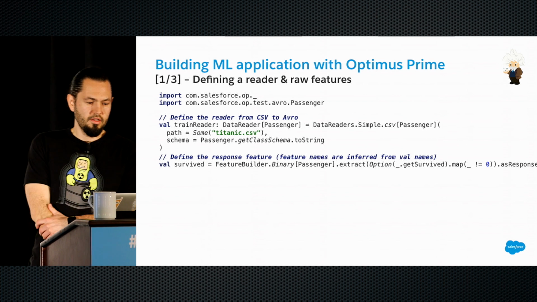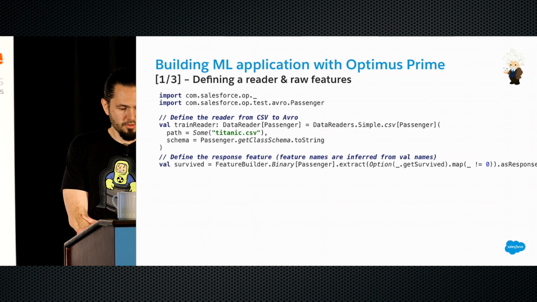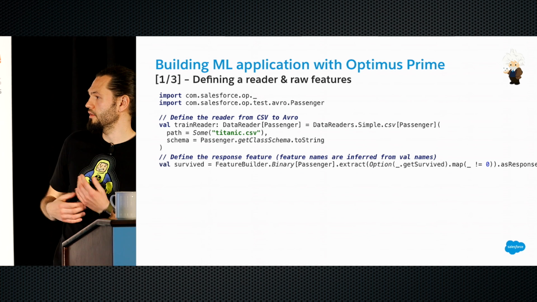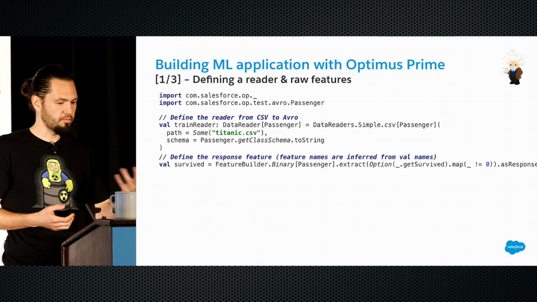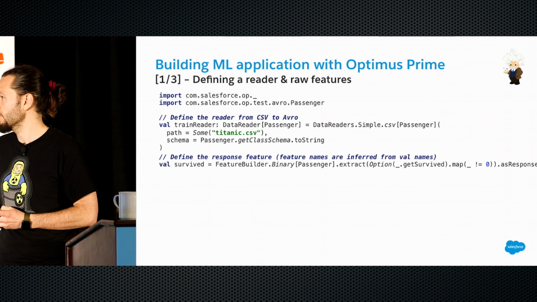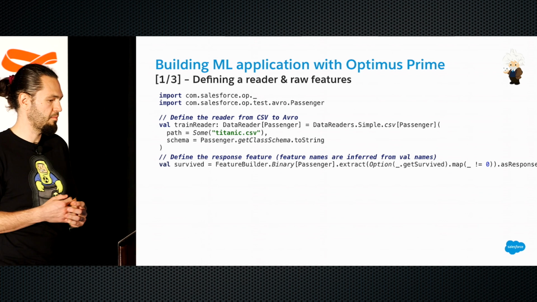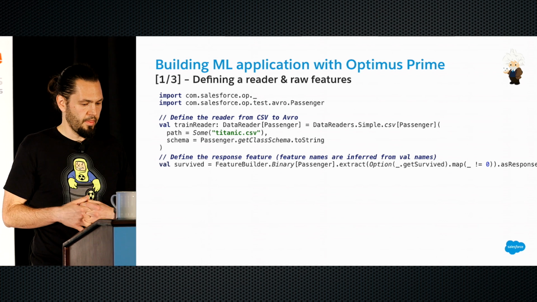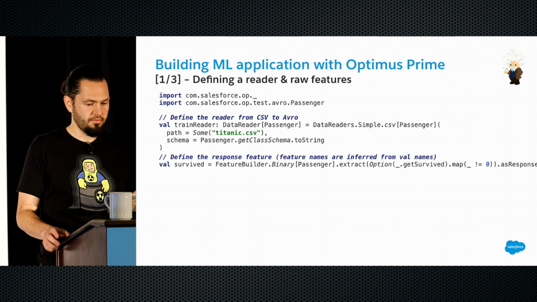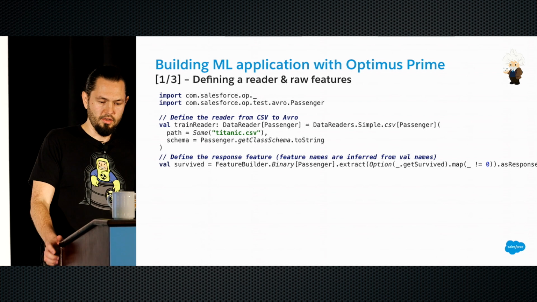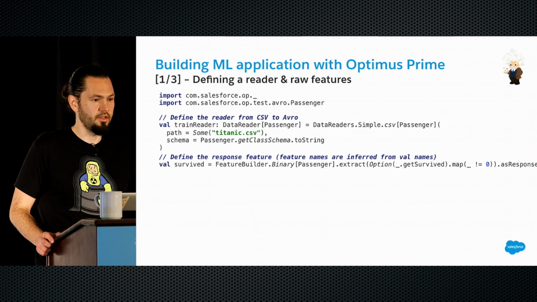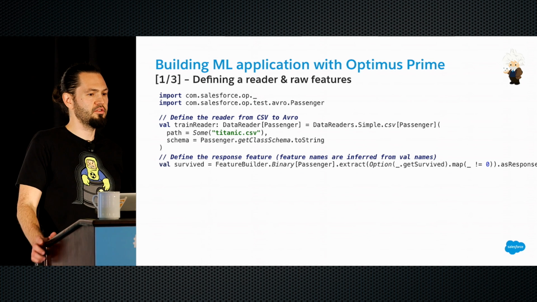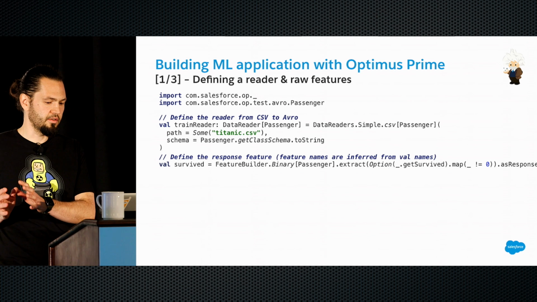Once I have that, I can start defining some features. For this, we have a feature builder. FeatureBuilder.Binary says, okay, I want to define a binary feature of the type passenger, and I will provide you the extract method. The extract method will take passenger, run the method getSurvived, wrap it into option, and then maybe I want to map the value if it's 0 or 1. And I'm going to say, okay, it's a response feature. As a result, I'm getting a type-safe container that now knows that it came from passenger, and the result is the binary feature.